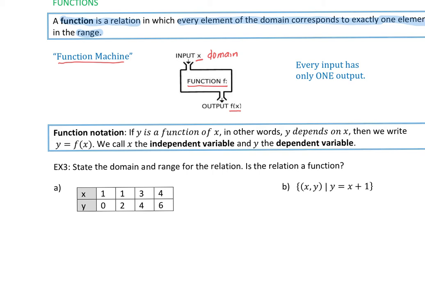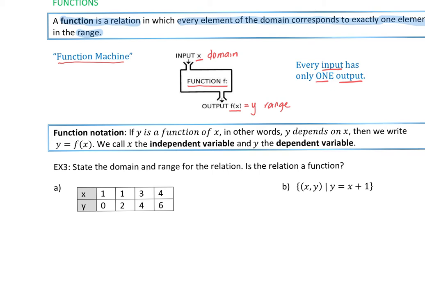We typically call this value y. We're actually getting a y value from the x value that we put in. And that would be our range. So what we put in comes from the domain. What comes out comes from the range. And in a function, every input, every x value has only one output. So it corresponds to only one y value.